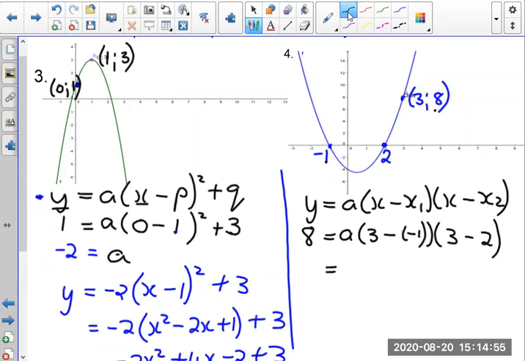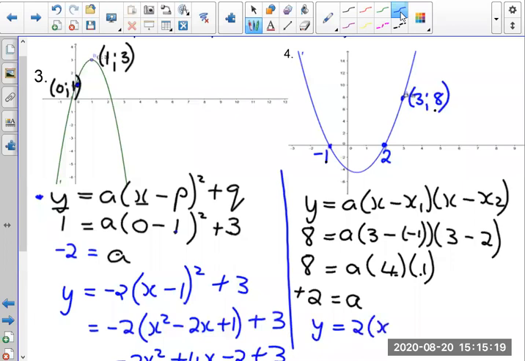So that gives me a times 4 times 1 equals 8. So if I divide that 4 away, I get a equals 2. Can you see it's a smiley parabola? a is positive, so I can carry on. So I substitute back. a is 2. I keep the x. Now it's minus 1, which gives me a plus 1. It's x minus 2 here.